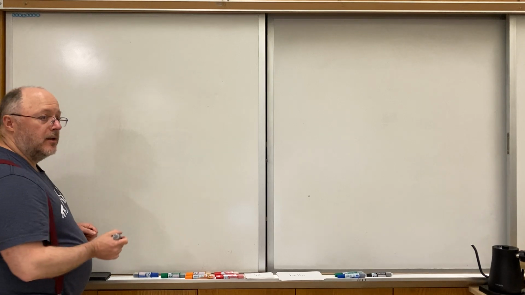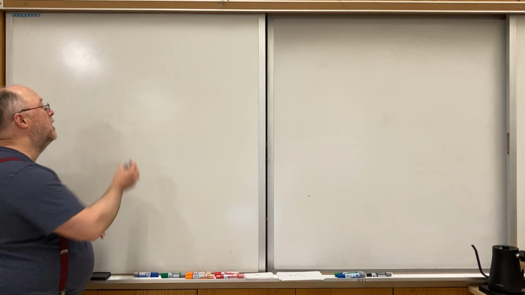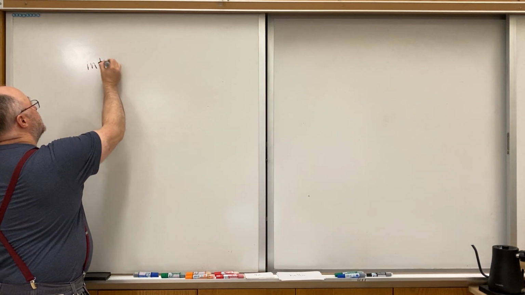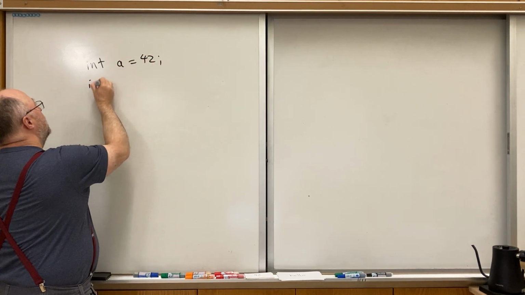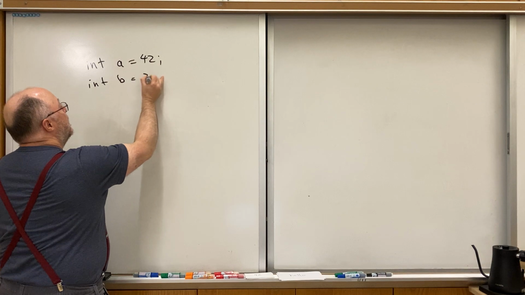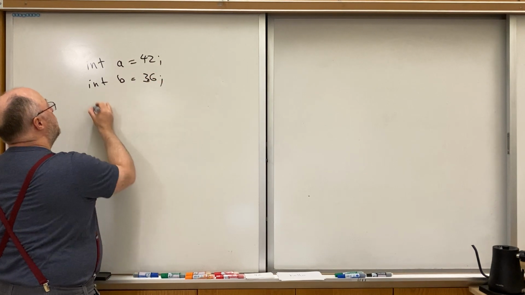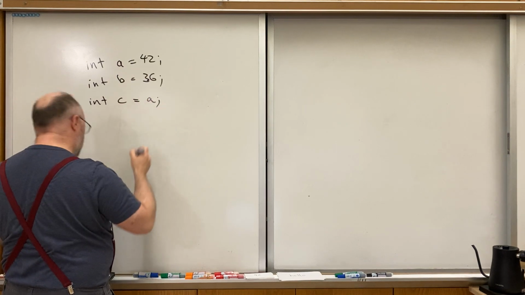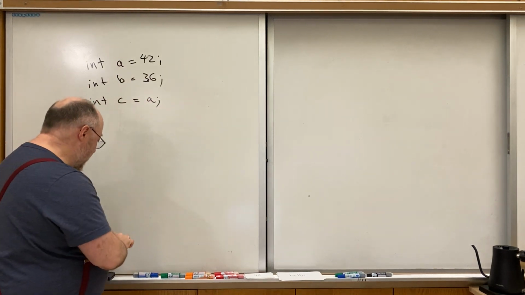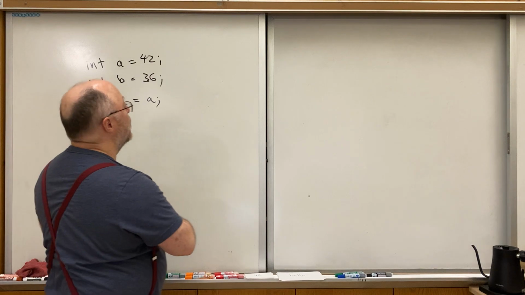So I'm going to start with integers. If we declare variables in Java, like int a equals 42, int b equals 36, and then let's say int c equals a, I want to talk about what happens, or a way to think about what happens.